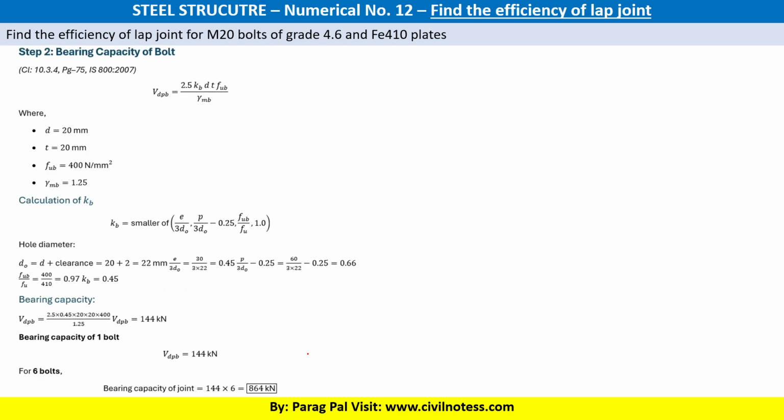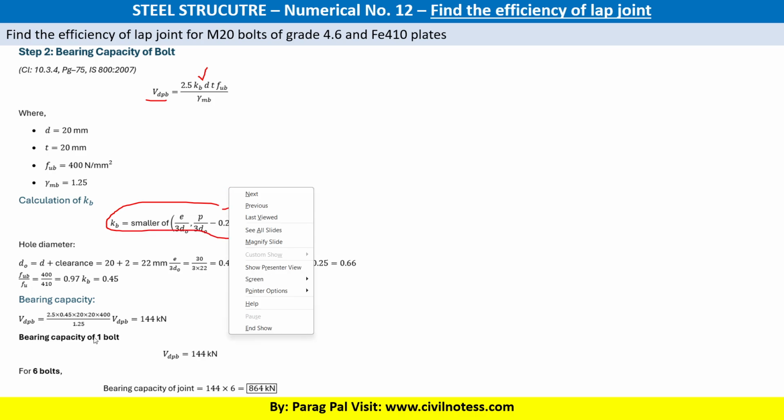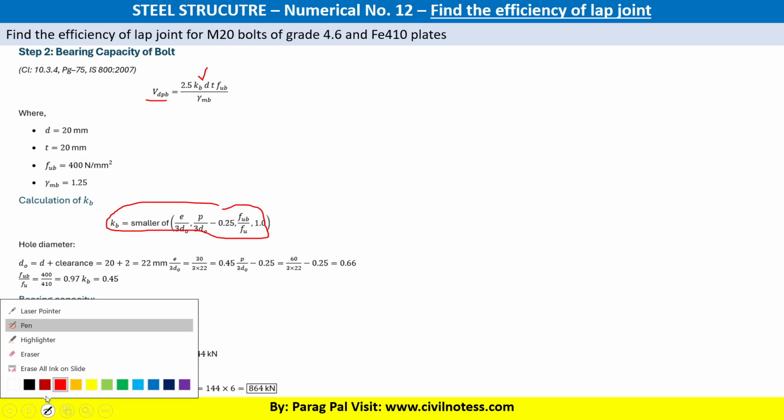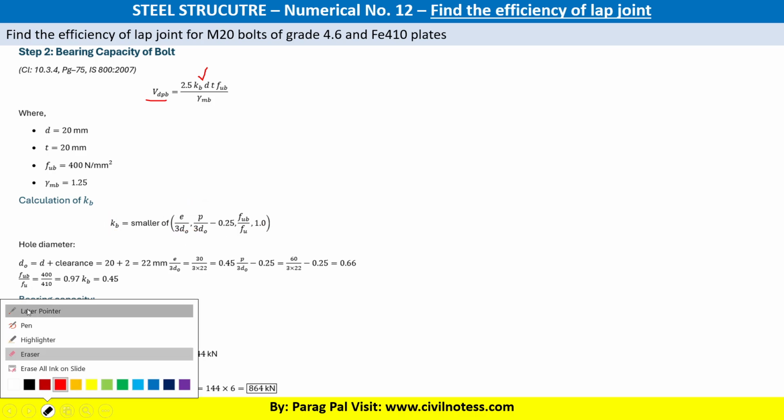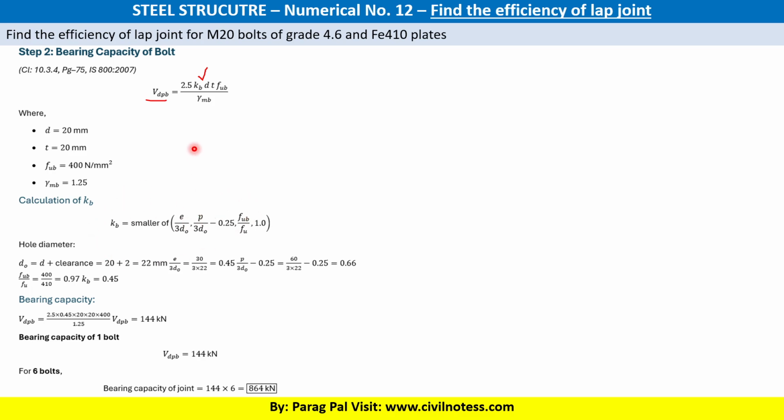Now let's calculate the bearing capacity of the bolt. The bearing capacity of the bolt is calculated by Vdpb. The formula is very simple: 2.5 into kb d t fub upon gamma mb. Now we need to calculate kb, and kb is the least value among these 4 things. So we have to calculate the value of kb.